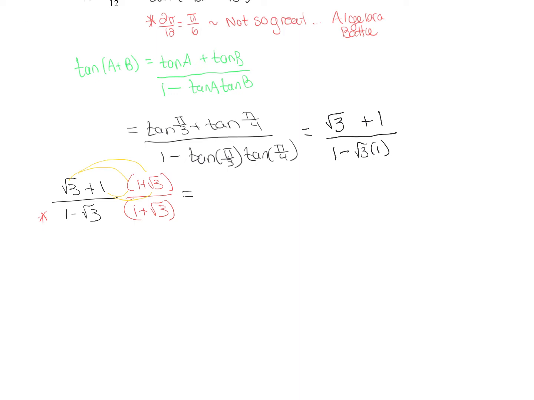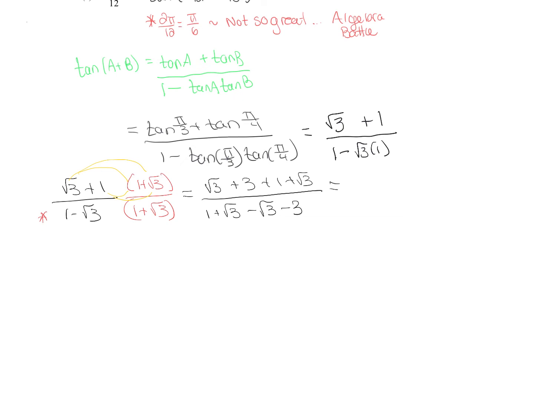So when I foil the top, root 3 times 1 is root 3. Root 3 times root 3 is a 3. 1 times 1 is a 1. And 1 times root 3 is another root 3. On the bottom, I'm going to get 1 times 1 is 1. 1 times positive root 3 is a positive root 3. Negative root 3 times 1 is a negative root 3. Positive root 3 times a negative root 3 is a negative 3.